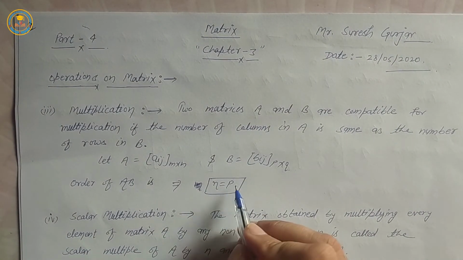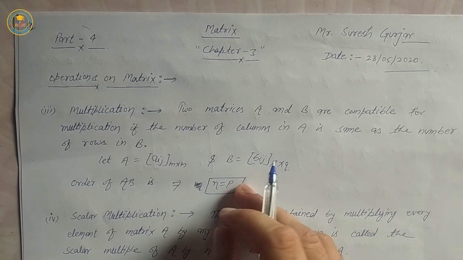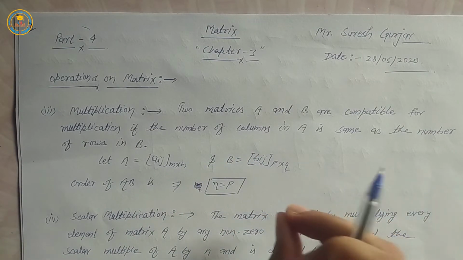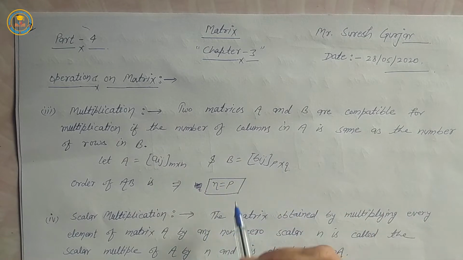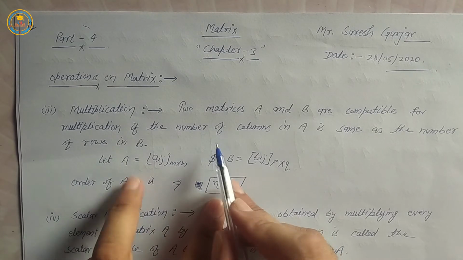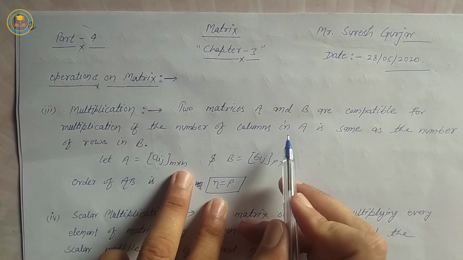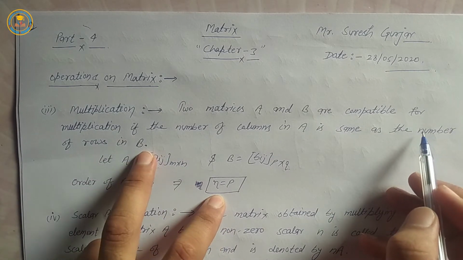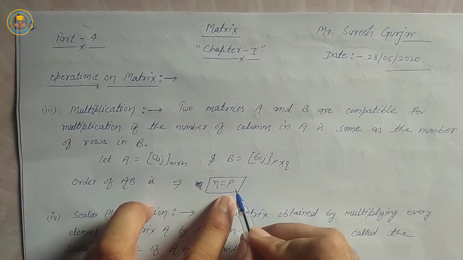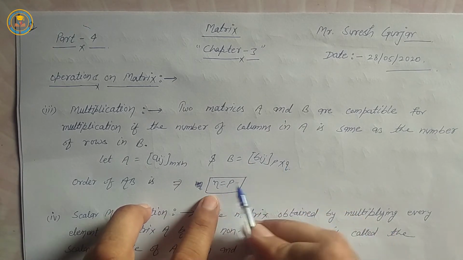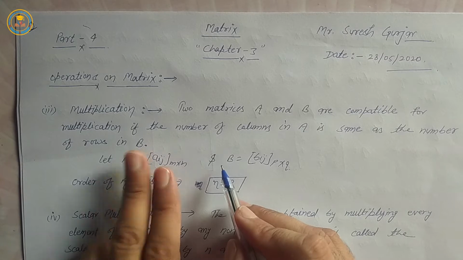If N equals P, the product of matrix A into B is possible. Otherwise, the product of A into B is not possible. Again, if N equals P, the number of columns in matrix A is the same as the number of rows in matrix B, and the product is possible. Otherwise, it is not possible.